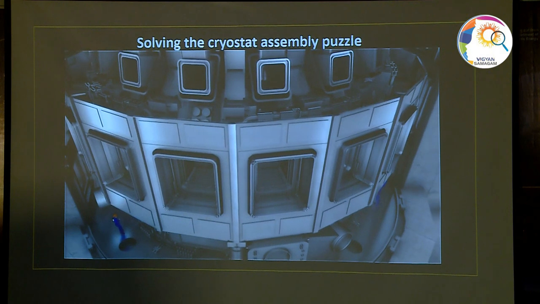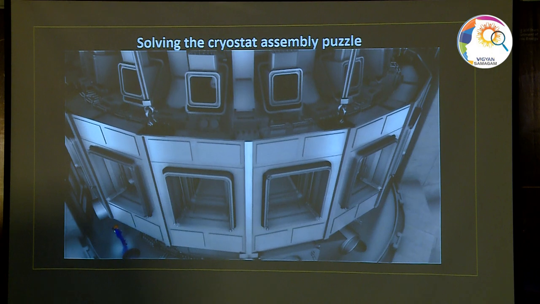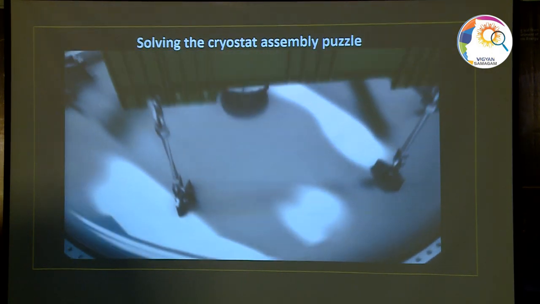Following main assembly and alignment of the vacuum vessel, the second assembly phase, the installation of in-vessel components, will proceed with specialized remote handling devices.